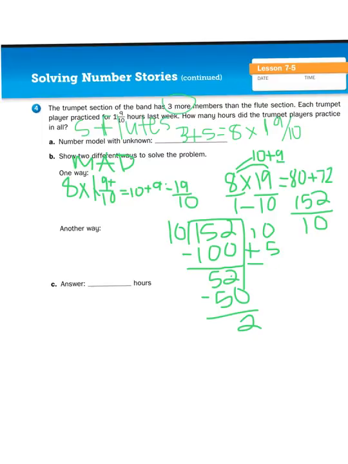So remember, 10 plus 5 is 15. Our whole number is 15. Our numerator is 2. And our denominator is 10. So they practiced 15 and 2/10 hours. Okay, that's one way of doing it. I'm going to review the other way to do it as well.